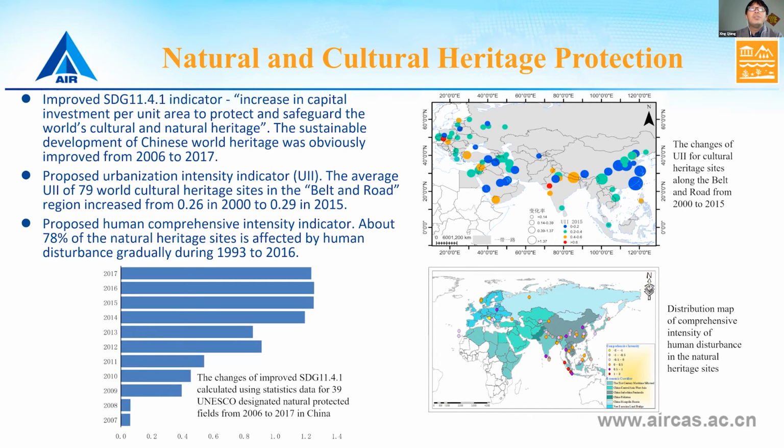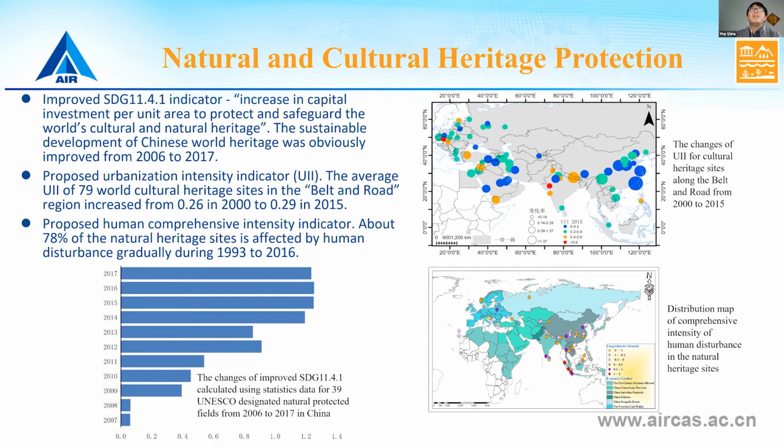Another one shows the proposed human comprehensive intensity indicator, which shows that about 78% of natural heritage sites were gradually affected by human disturbance during 1993 to 2016. This indicator is mainly, in fact, from the investment. So, in fact, we can still use more remote sensing data to monitor this cultural heritage.